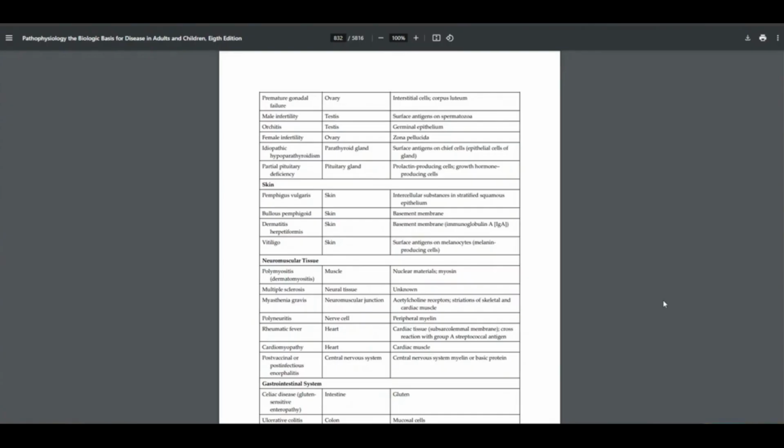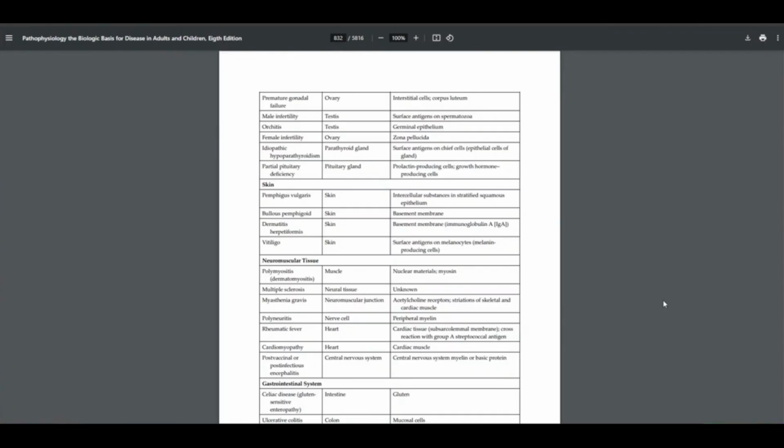And on the male side, we have the testes, which can cause male infertility, or orchitis, which involves a surface antigen on the spermatozoa and germinal epithelium. Your parathyroid gland may be affected via idiopathic hypoparathyroidism, where surface antigens on chief cells, epithelial cells of the gland, are targeted. The pituitary gland may be affected via partial pituitary deficiency, involving prolactin-producing cells, which contribute to growth hormone-producing cells.